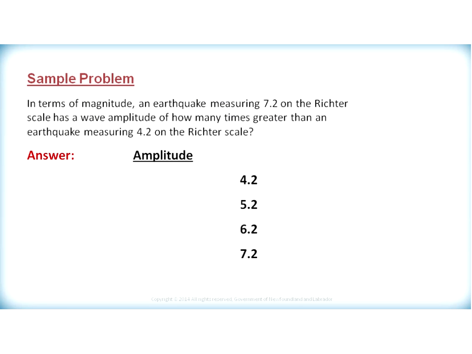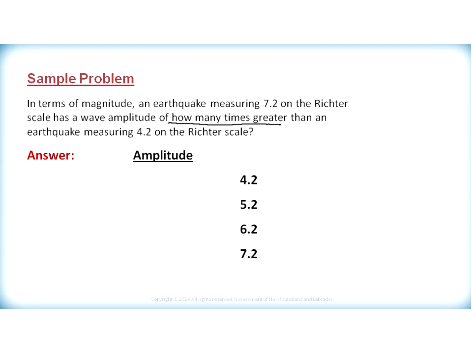Let's look at a sample problem. The sample problem reads, in terms of magnitude, an earthquake measuring 7.2 on the Richter scale has a wave amplitude of how many times, and that's the key right here, how many times greater than an earthquake measuring 4.2. So below we see the amplitudes arranged. 4.2, 5.2, 6.2, and 7.2.